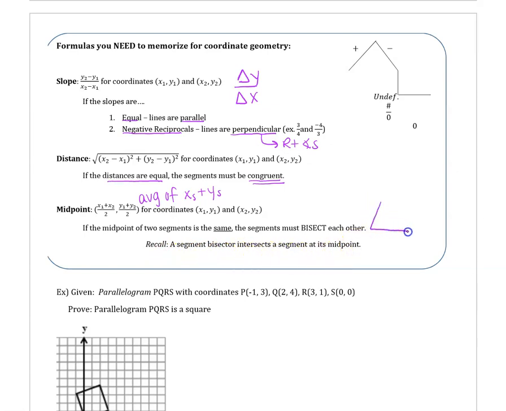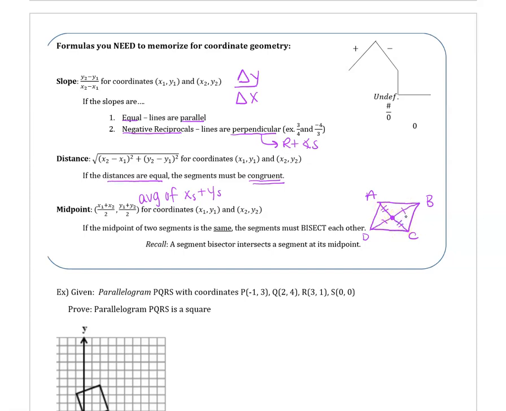So for example, if I gave you some quadrilateral and you found the midpoint of, let's say, AC to be that coordinate, and then you found the midpoint of DB and you found it to be the same coordinate, well, then that must mean that AC and DB are bisecting each other.